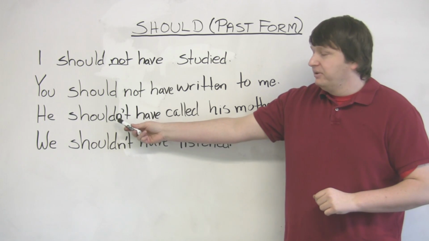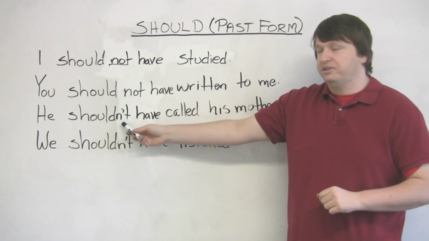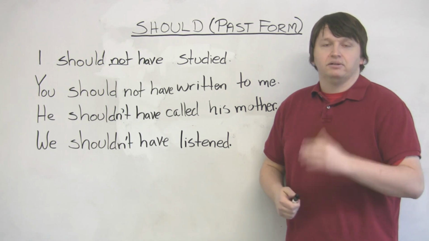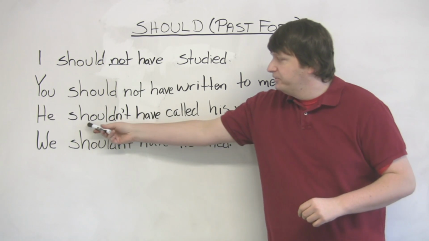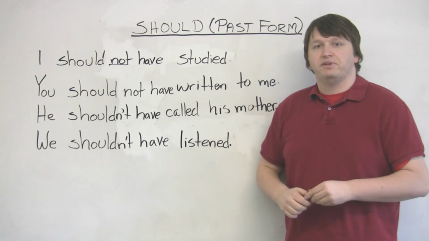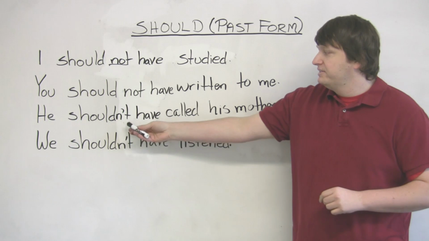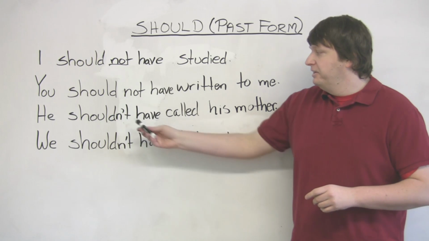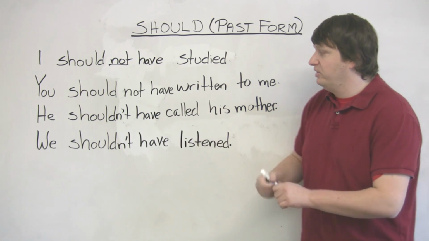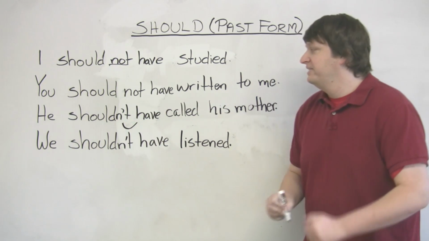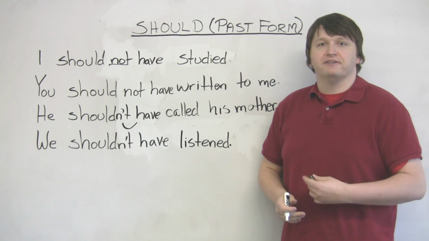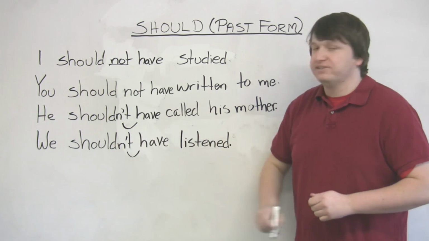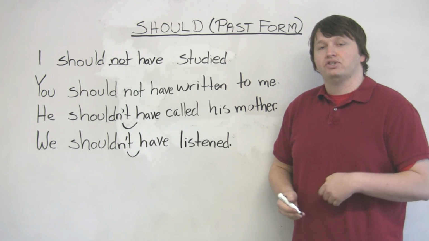Okay? Now I want to make a note here that when we are speaking, usually we don't say, I should not have studied. We simply condense the words again, and we put should and not together. So we say shouldn't. Okay, so this sentence is, he shouldn't have called his mother. Now we go one step further, and we actually almost combine these sounds. Instead of saying shouldn't have, we say shouldn't've. Shouldn't've called his mother. We shouldn't've listened.